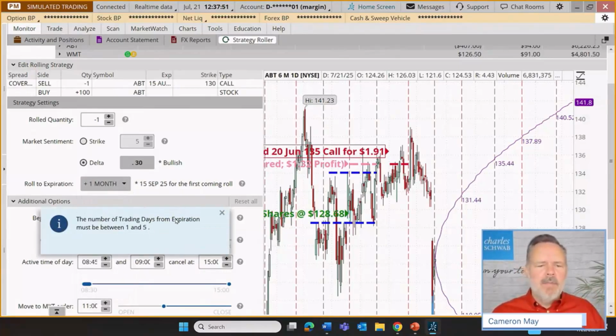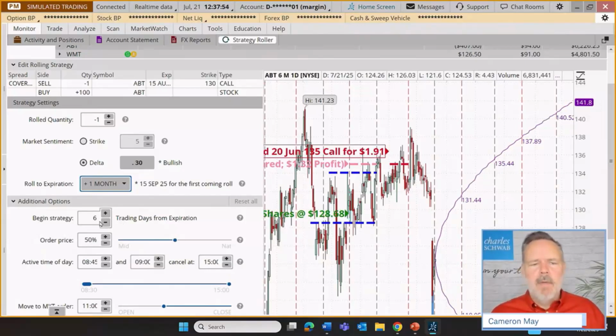Don't worry about this. The number of trading days from expiration has to be between 1 and... Anyway, don't worry about that. It's just talking about this next thing that we're going to fill out. This is telling the system the contract that we want to roll into. Next is, when do we want this to happen?